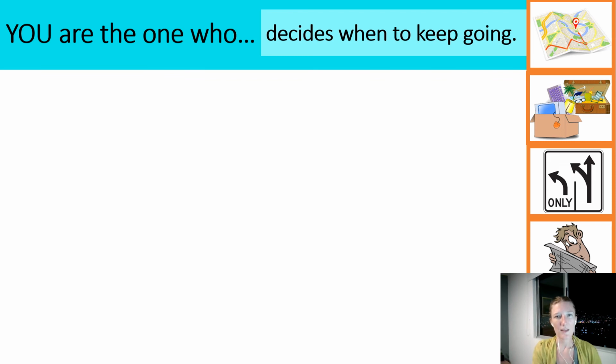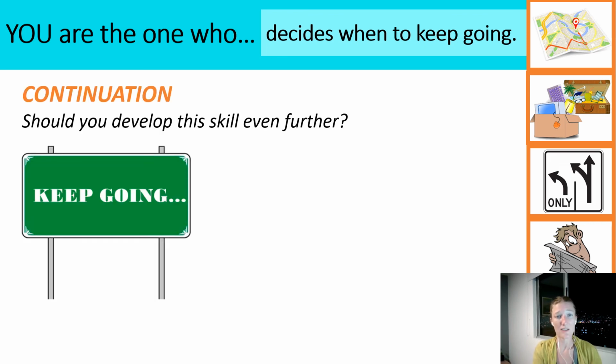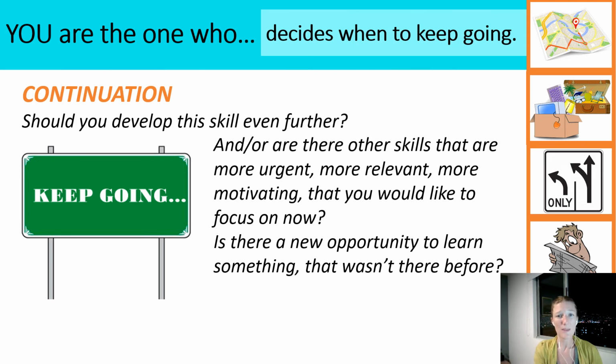Remember that in self-directed learning, you are the one who decides when to keep going. This is not a class, this is not a tutoring engagement. This is you driving your learning, and a part of that is constant. So you decide if you should develop this skill even further, or maybe if you should shift to something else. Maybe there are other skills that are more urgent, more relevant, more motivating, things that make more sense to focus on now. So instead of continuing on that same road, you're going to switch to another road and work on another skill.